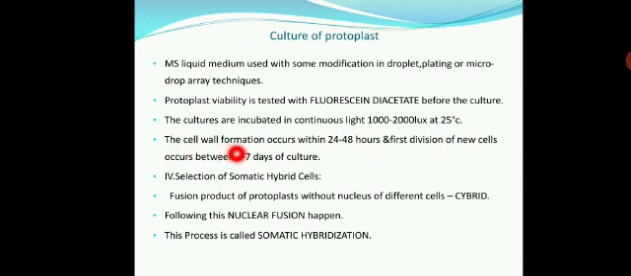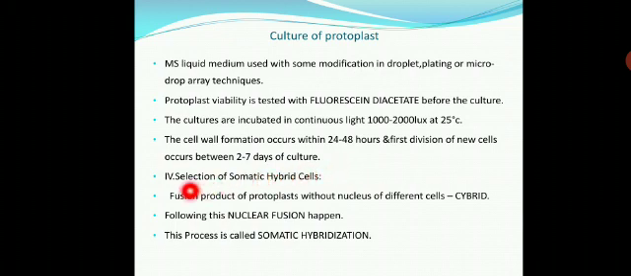That is what we call regeneration of cell wall. That regeneration of cell wall occurs in nearly 24 to 48 hours, that is 1 to 2 days. And the first division of new cells also occurs within a week, that is from 2 to 7 days of the culture.